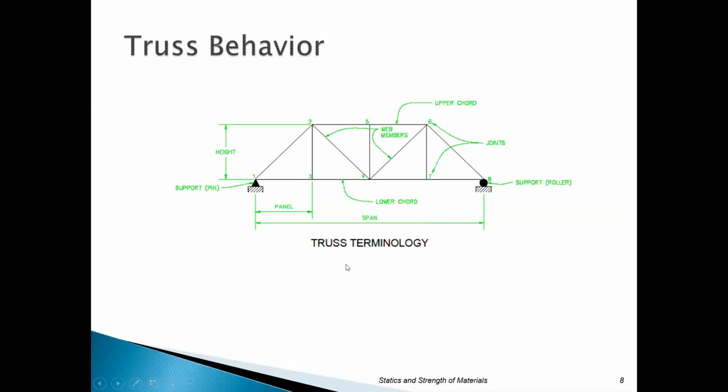But just keep in mind, span, panel, height, those are distances, supports, which we already know. And then you have upper chords, lower chords, and web members. They essentially are all the same thing. They're just members.